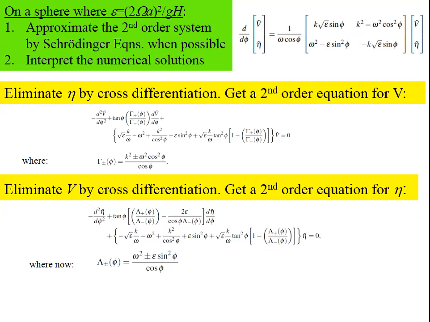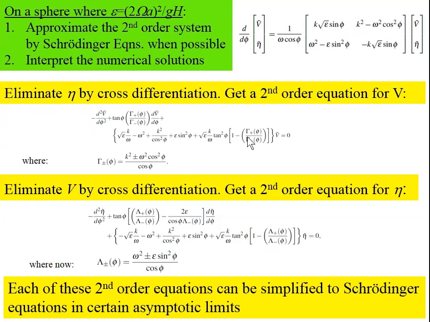The reason I don't want you to see them is because it's a nightmare. So I want you to sleep well tonight, and we're just going to move ahead and show you what we can do with these horrific two equations. But notice that we can eliminate both V and eta and get two horrific-looking equations. The details are unimportant. They are very complex. But there are two ways of getting a single second-order equation from this system too.